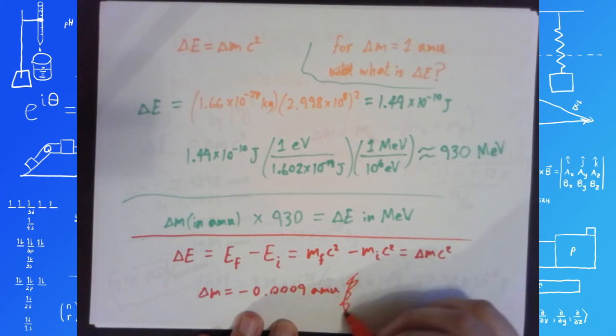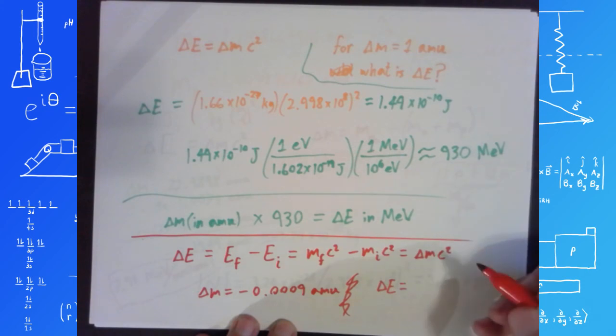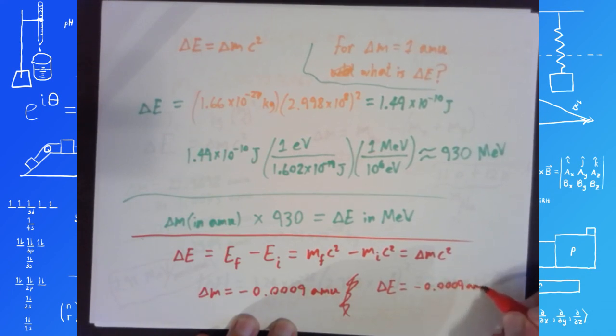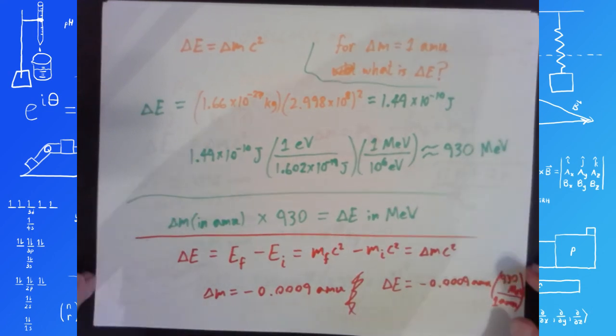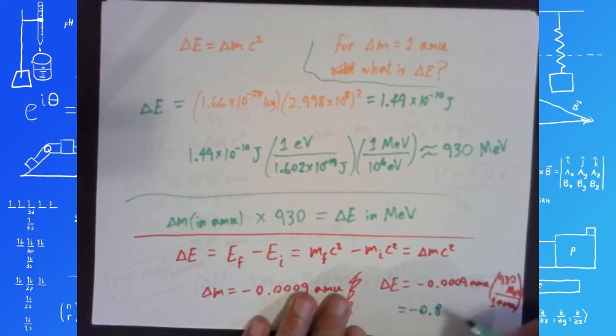So delta E is going to be delta M times 930 mega electron volts per AMU: negative 0.0009 AMU times 930 mega electron volts per AMU. Simple multiplication, and we're only going to end up with 1 sig fig. Negative 0.0009 times 930 is going to be about negative 0.8. Equals about negative 0.8 mega electron volts.